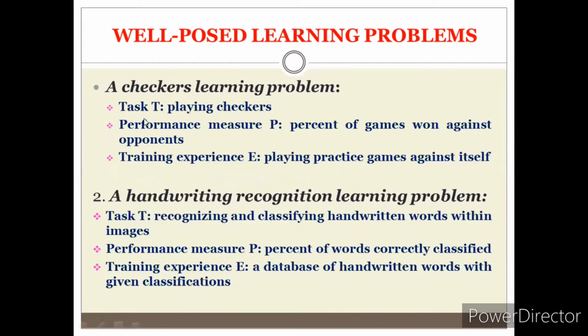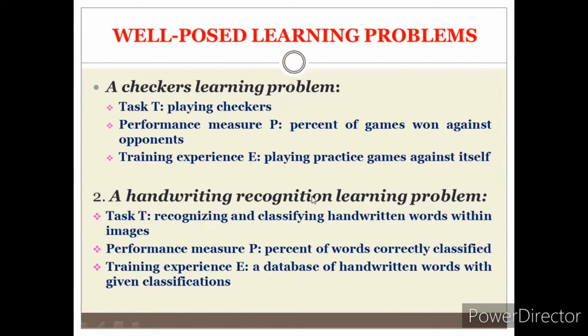So in the checker game, there is a checker learning problem. What are the things it has? One is task T, as I said, playing the checker game is the first task. Then how to improve performance: how many times the game has been won against the opponent or against itself. Then it will have an experience: playing practice games against itself. Or if you don't have any opponent, play with itself. That's a self-learning system to gain the experience and then play with the opponent.